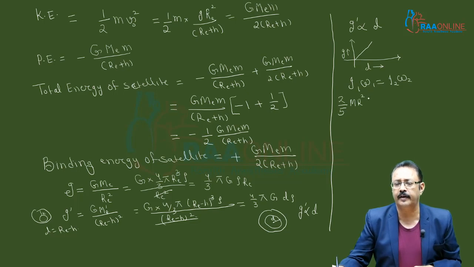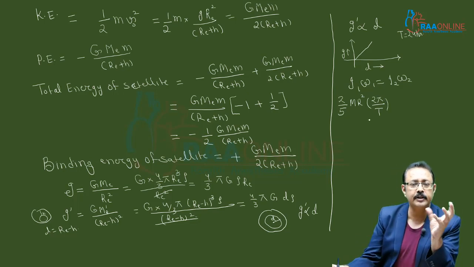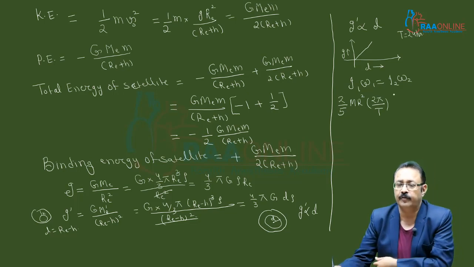What is omega 1? Presently length of day is 24 hours. So it is T. T is 24 hours. Or they can ask, if Earth shrinks suddenly and radius becomes half, what should be the length of day now? So both we can calculate.